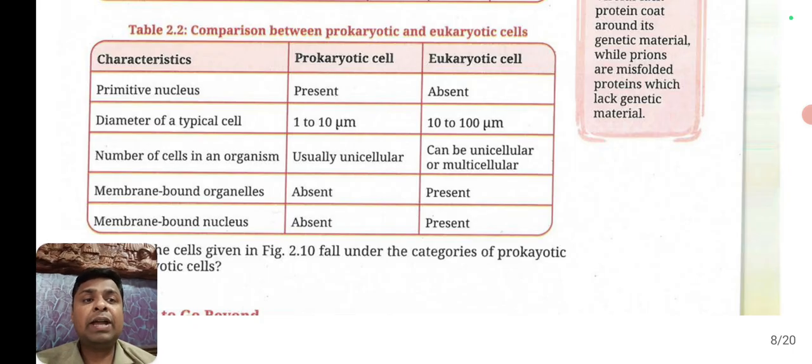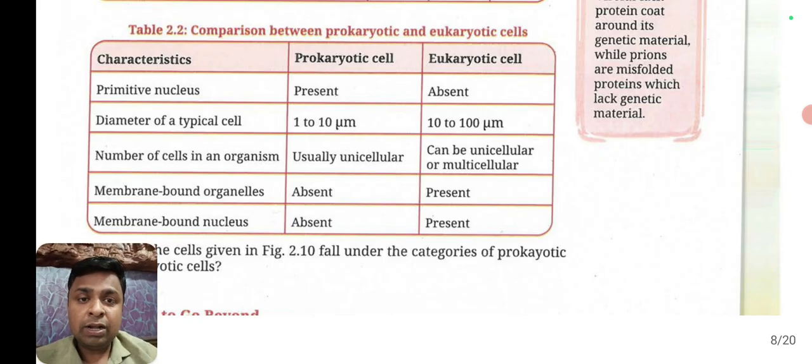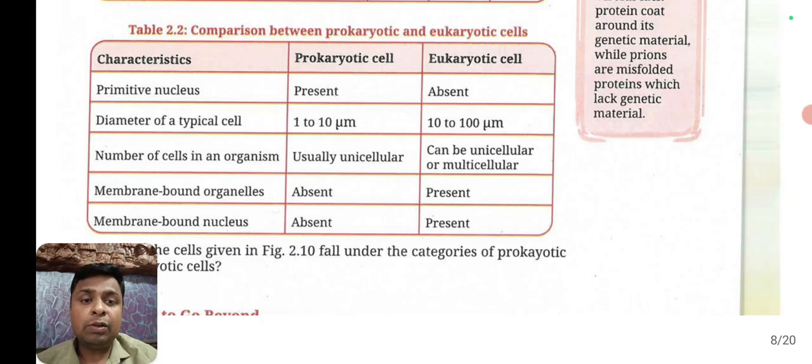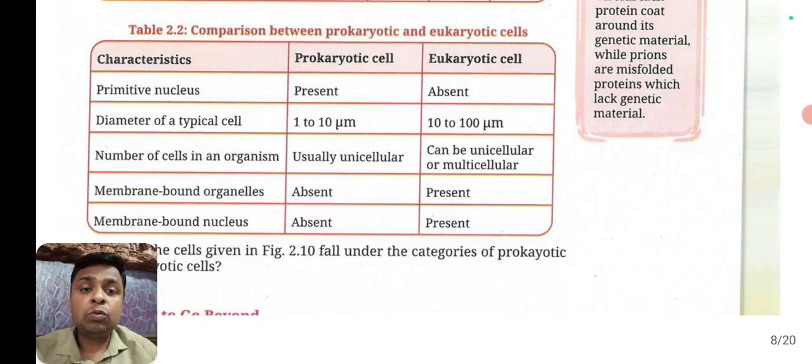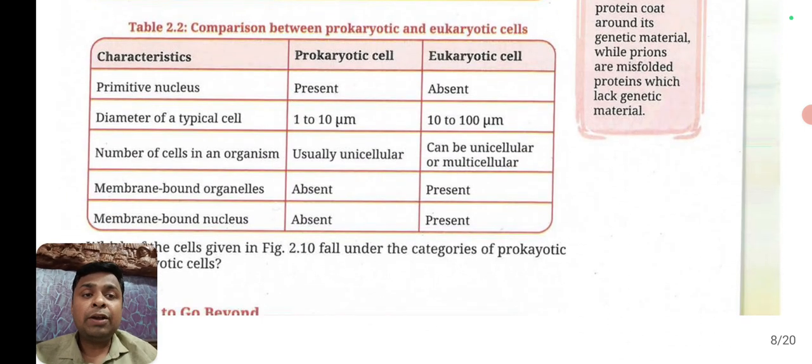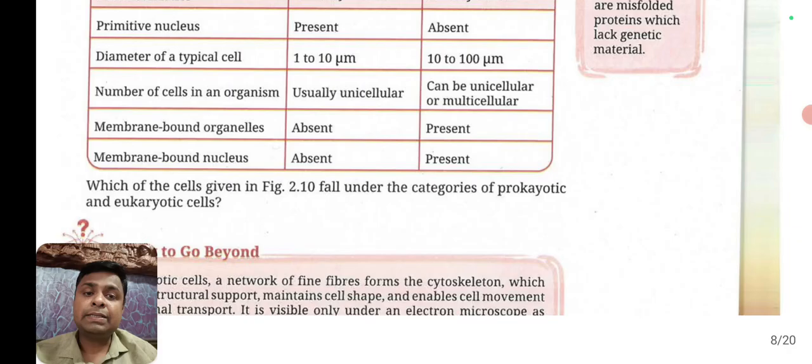Number of cells in organisms. So usually unicellular organisms are prokaryotic. Unicellular means what? Only a single cell. Suppose a bacterial cell is there. So a single cell will do all the work. Now eukaryotic cells can be unicellular or multicellular. Then membrane bound organelles. So organelles are the parts inside the cell. Whether they are membrane bound or not. If the nucleus is membrane bound, if there is a nucleus with a membrane, that you have to check. So for prokaryotic it is absent, for eukaryotic it is present.